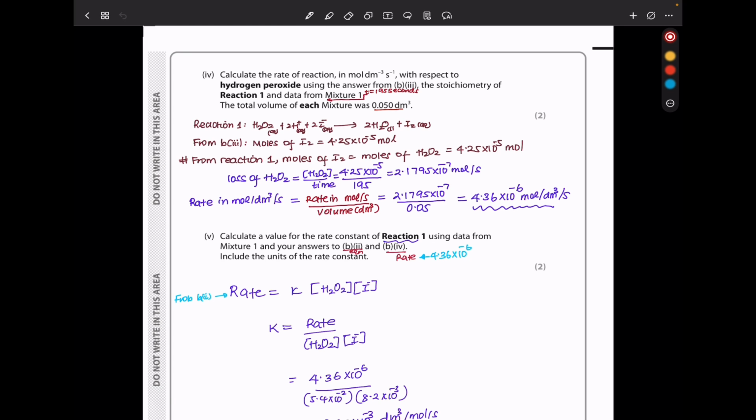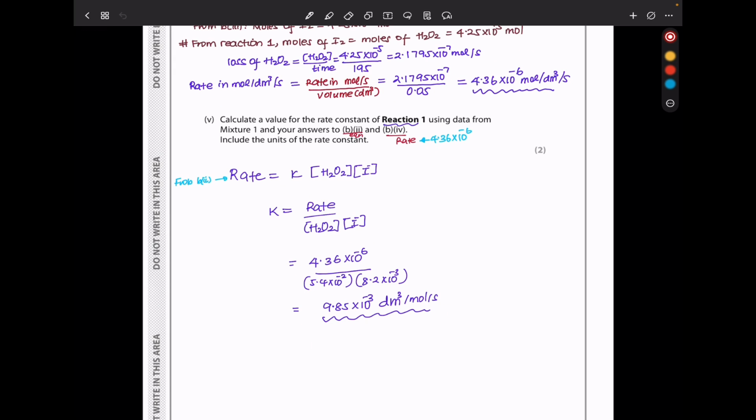So I can begin by calculating the loss or change in hydrogen peroxide, which is going to be the concentration of hydrogen peroxide divided by time, which is that divided by 195, and that was the rate of loss of hydrogen peroxide. Second, it's going to be that divided by the volume, because I already have mole per second, so I need to do per decimeter cubed, so divide by the volume, and it gave me 4.36 times 10 power negative 6 mole per decimeter cube per second.